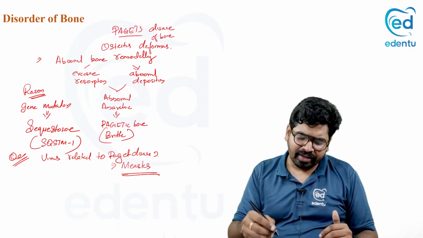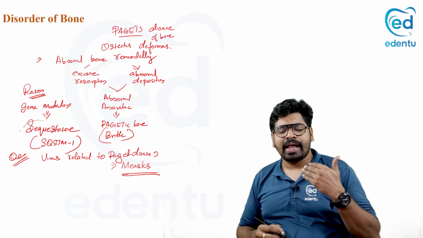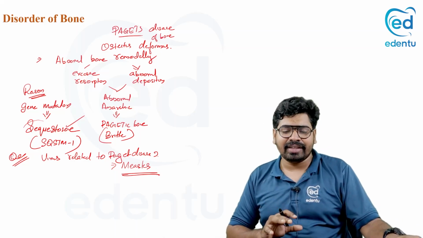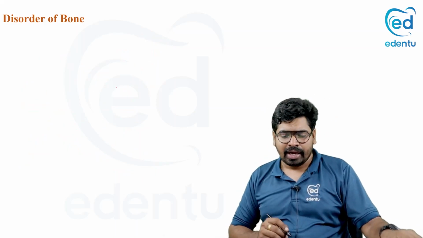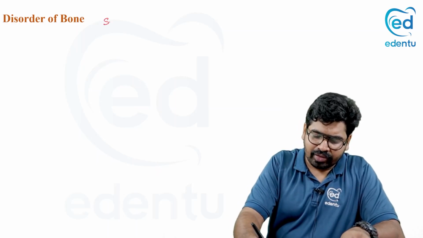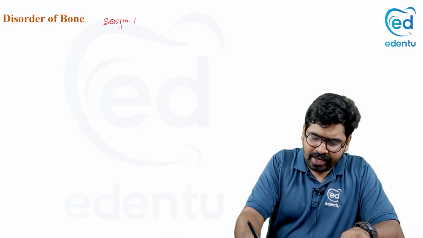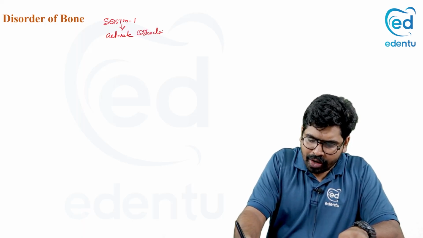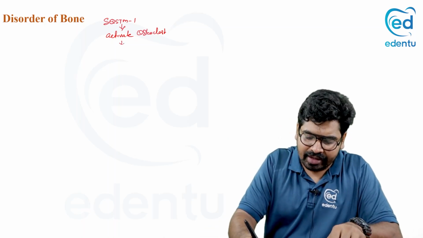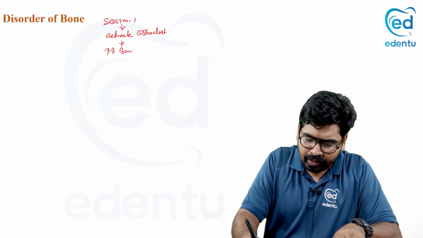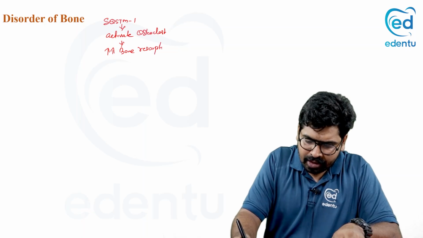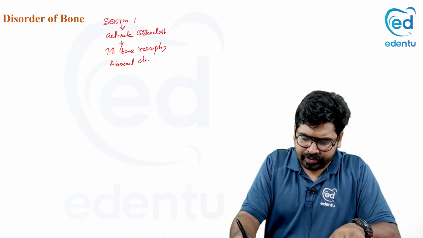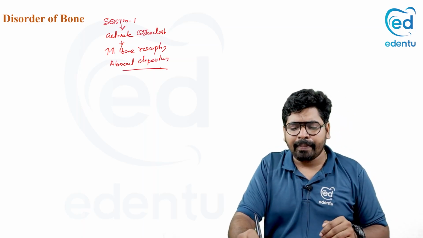Now, what is the function of the sequestrosome? The sequestrosome activates the osteoclast. That is controlling your osteoclast, which is why we have excessive resorption there. You should know that the sequestrosome SQSTM1 gene will activate your osteoclast. When they activate the osteoclast, there is excessive bone resorption and an abnormal deposition. This is what happens in Paget's disease.